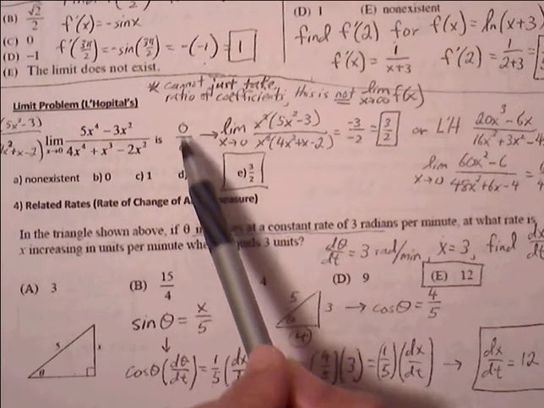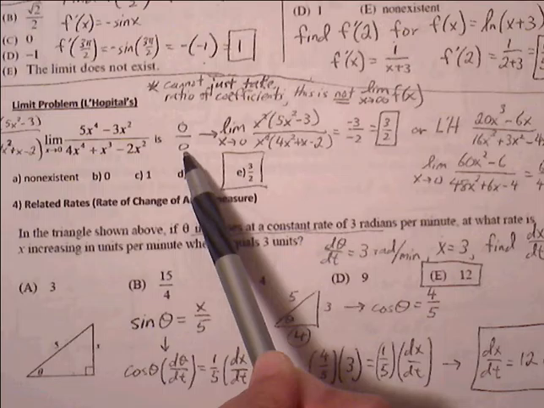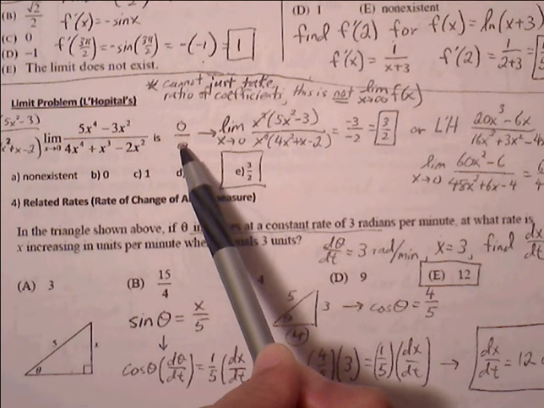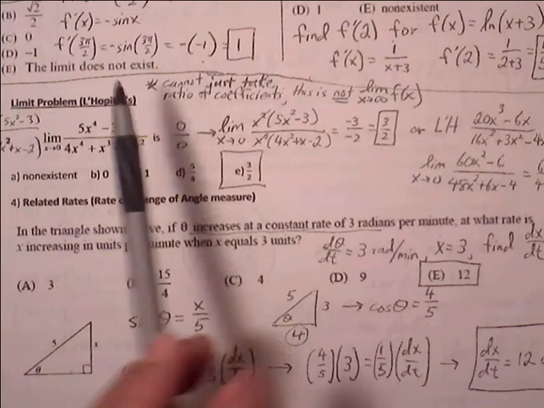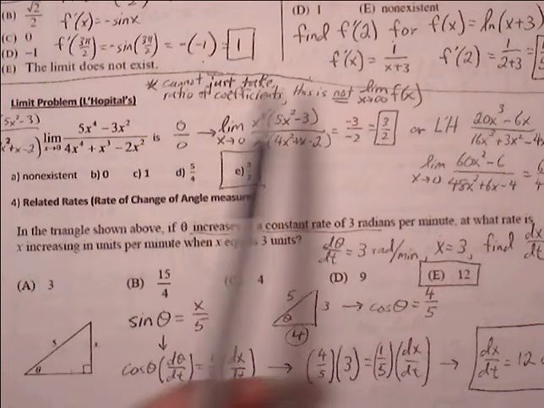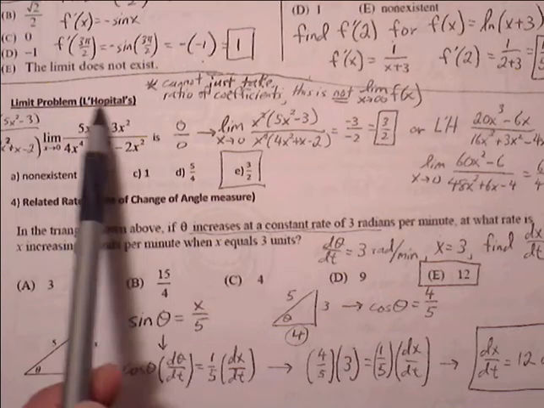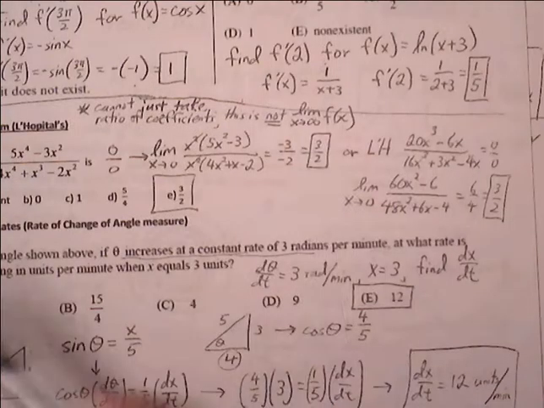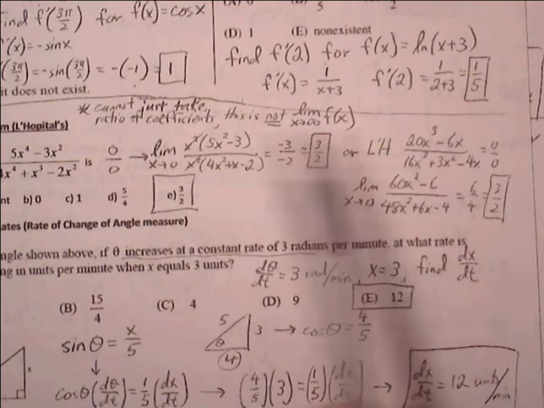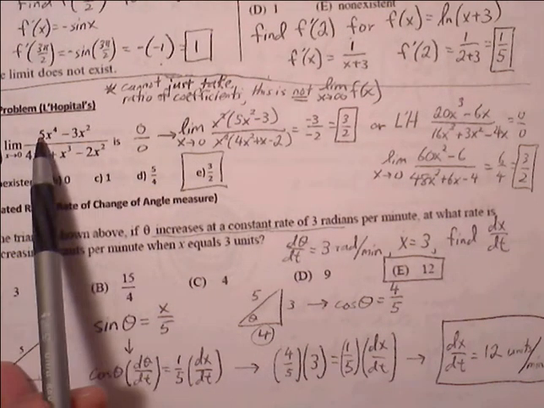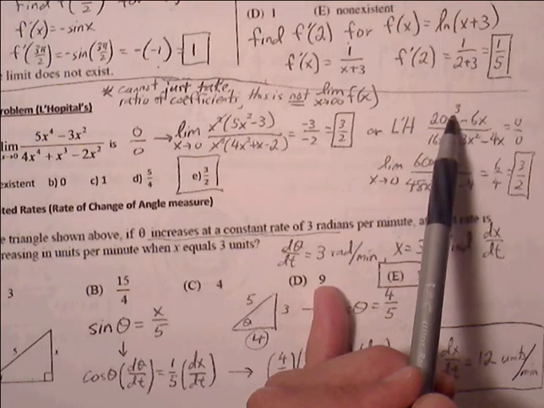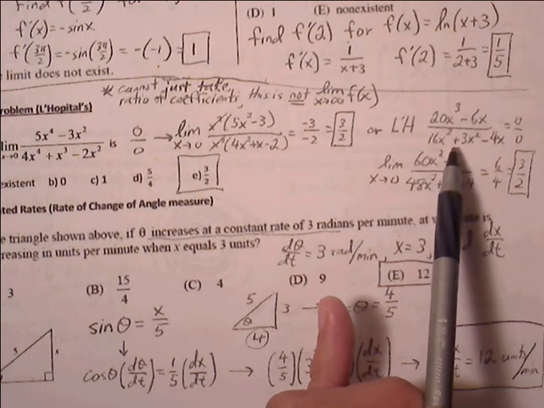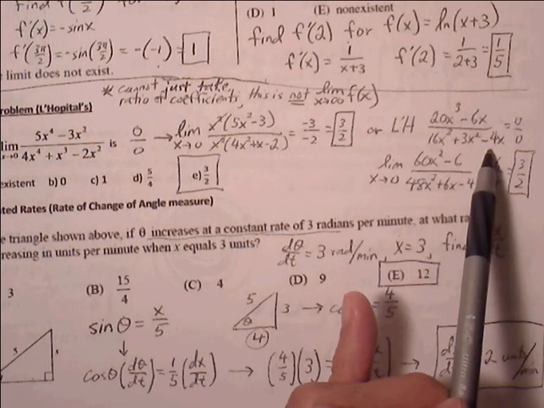As soon as we get 0 over 0 or infinity over infinity, then the condition is right for us to go through L'Hopital. So that's another option that we can take. L'Hopital's, we're going to find the derivative of the numerator, and then separately we find the derivative of the denominator. So 20x, the derivative for the numerator, 5x to the 4th becomes 20x cubed. 3x squared becomes 6x. Denominator, we get 16x cubed plus 3x squared minus 4x.